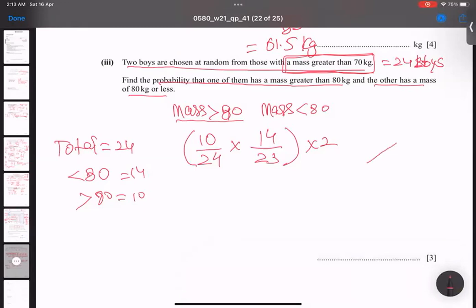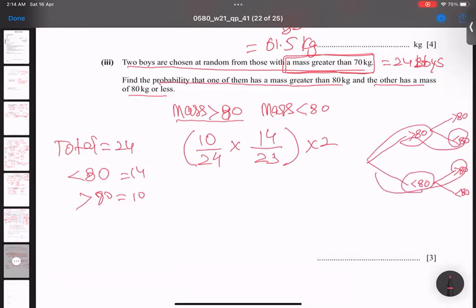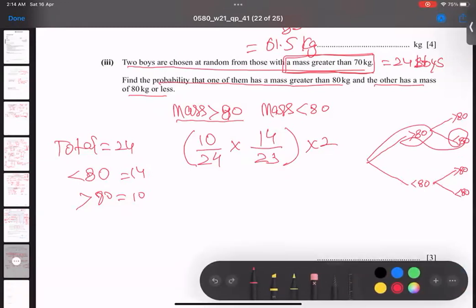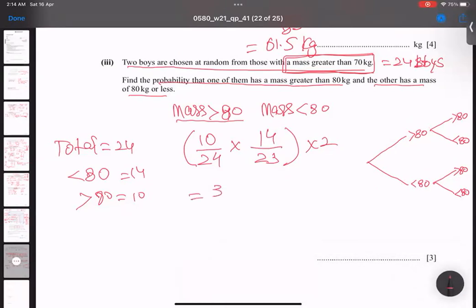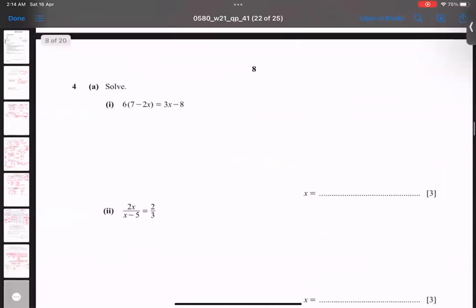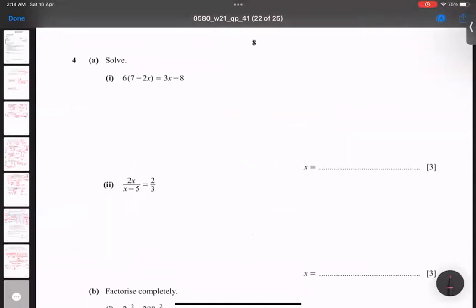Because when you take a branch, this is bigger than 80, this is less than 80. Then it is bigger than 80, this is less than 80. This is bigger than 80, and this is less than 80. Now we have one student bigger and one student smaller, or one student smaller and the other bigger. So we have two branches. That is the reason we have to multiply it 2 times. So the concept is very clear, and the answer becomes 35 divided by 69. So that's it. Alhamdulillah Rabbil Alameen. This point is also clear. Let's talk about question number 4, which is algebra.